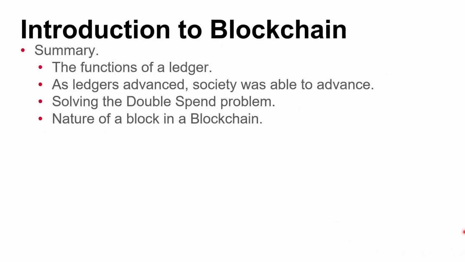And so what we really talked about is the function of the ledger and how ledgers help advance society, a brief history of how ledgers advance society. And we talked about how Bitcoin addresses double spending and the nature of a block.